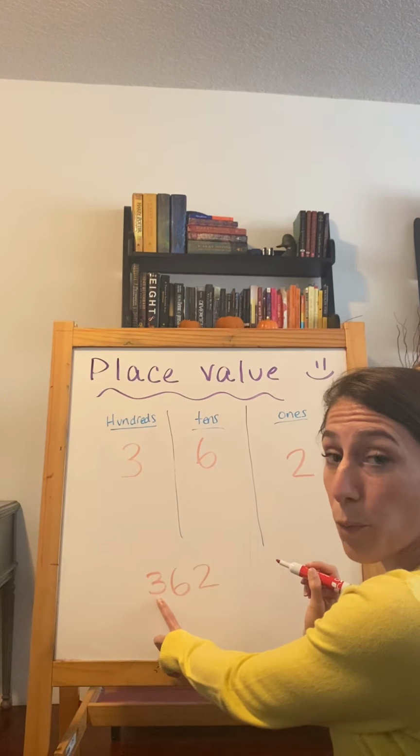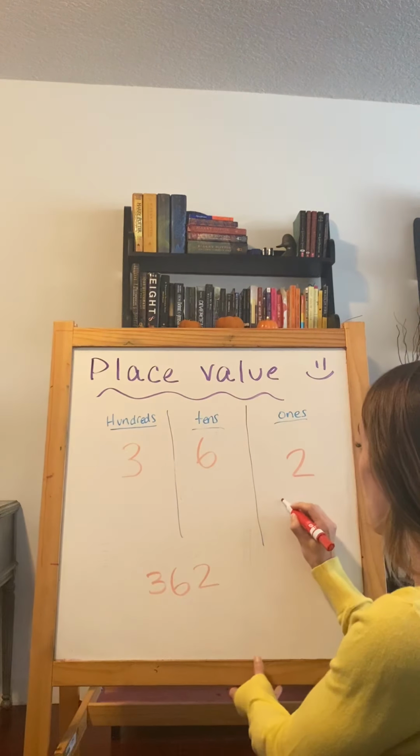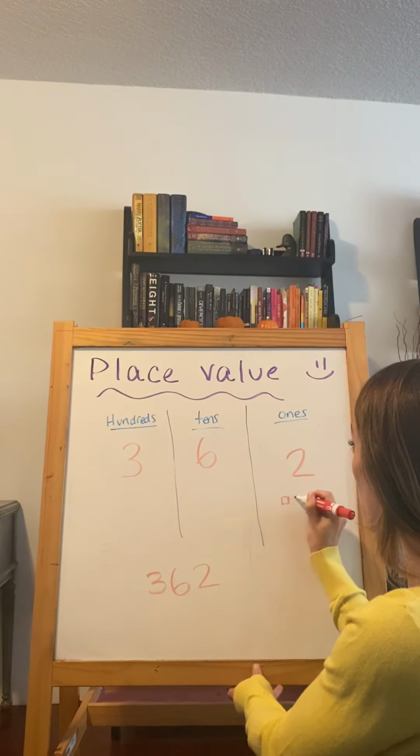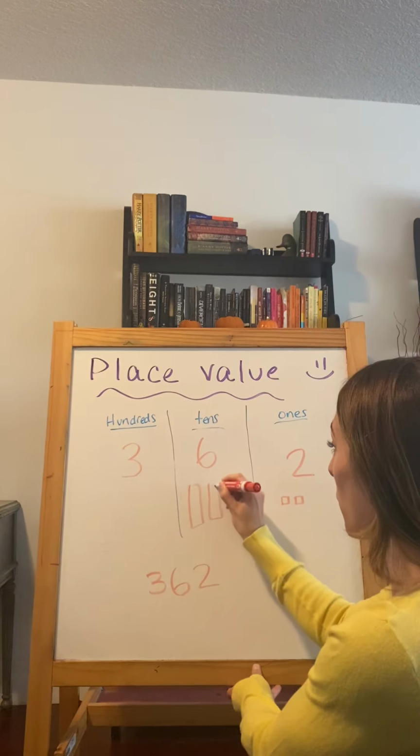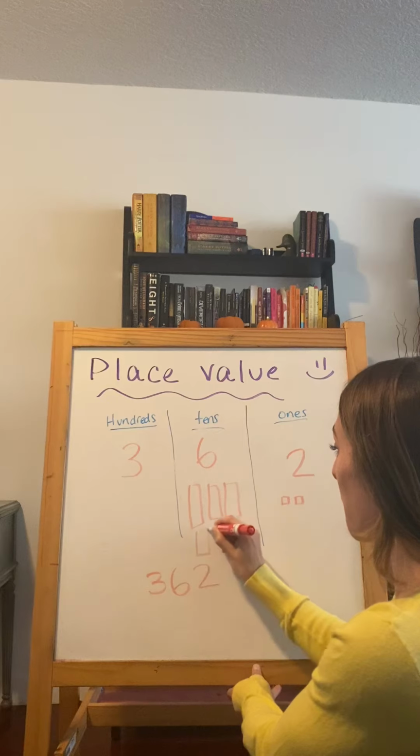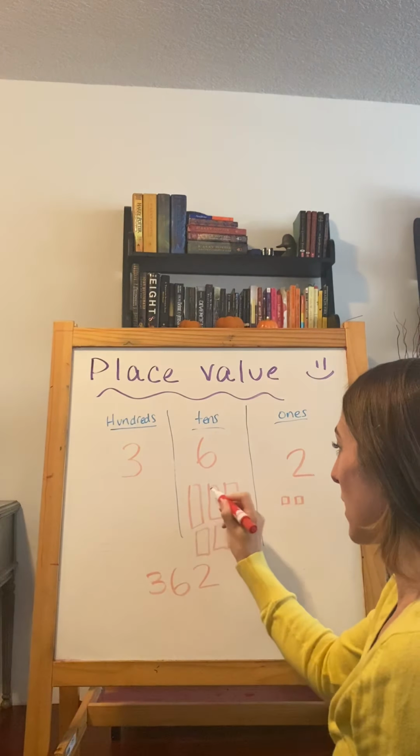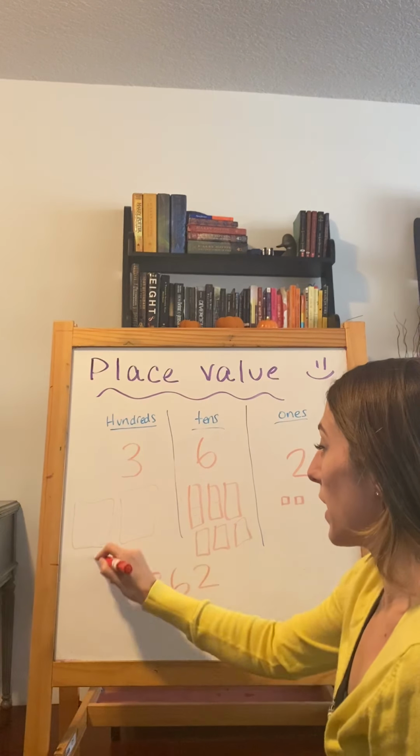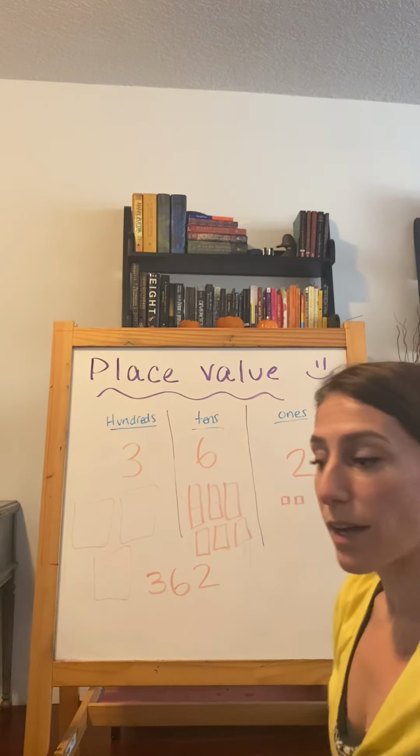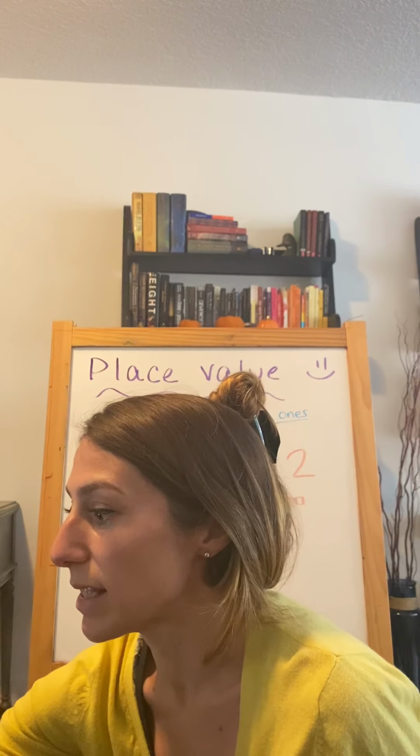If I wanted to represent that with the base 10 blocks, the 2 would look like this, the 6 would look like this. Just imagine these are the base 10 blocks. And then the 3 would look like having 3 of the hundreds blocks.